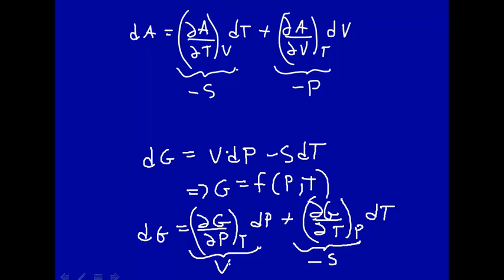Just play with equations, differentials, and so on, and end up with interesting relations, like how G, the Gibbs free energy, changes with temperature at constant pressure. That's the entropy. So if you measure, for example, G as a function of temperature at constant pressure, then the slope here is minus the entropy. That's interesting.